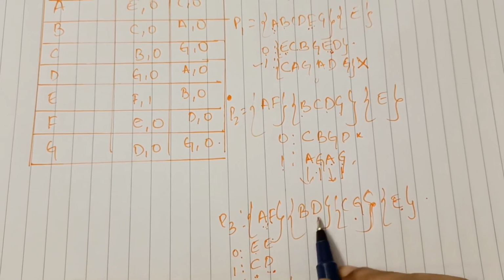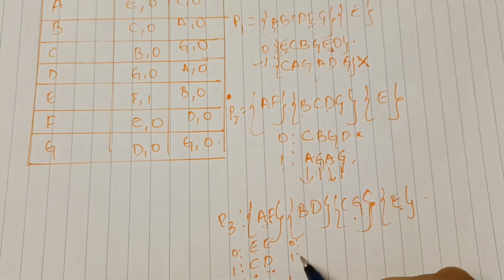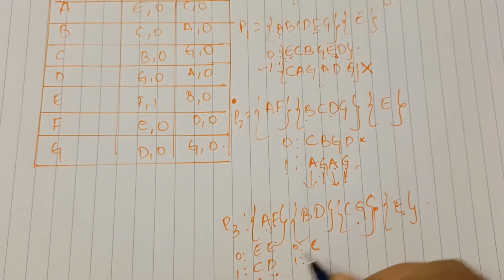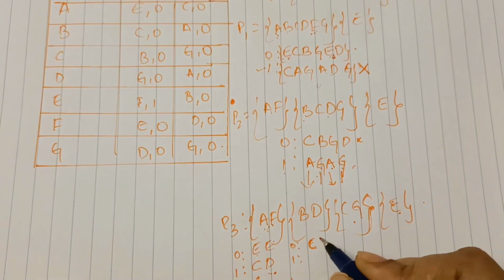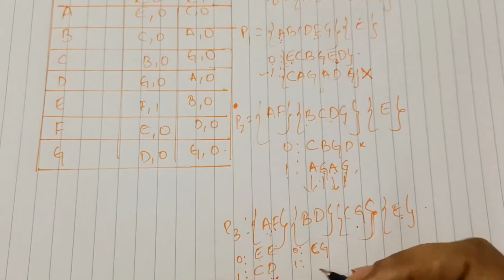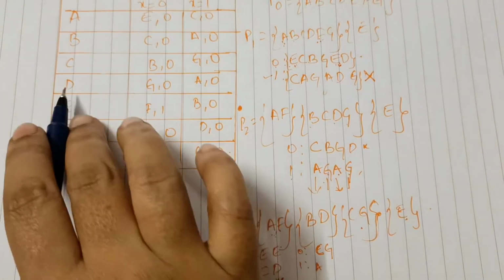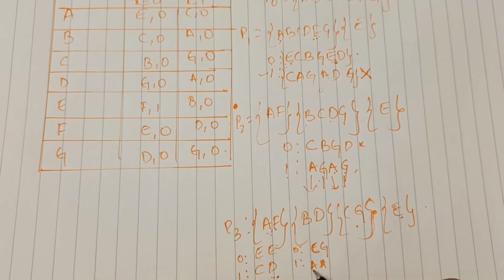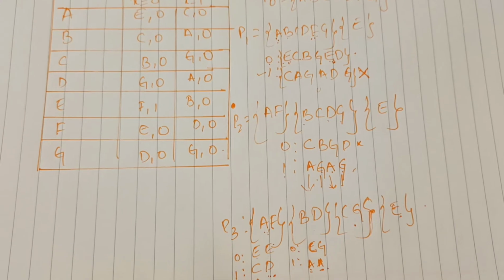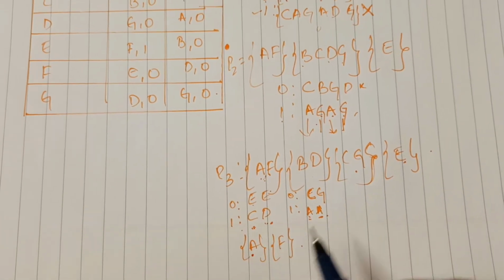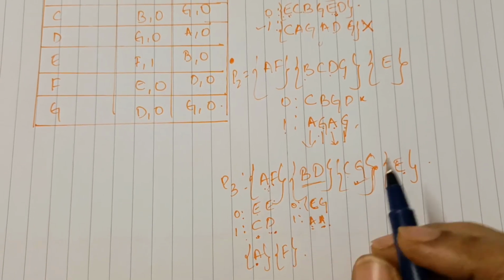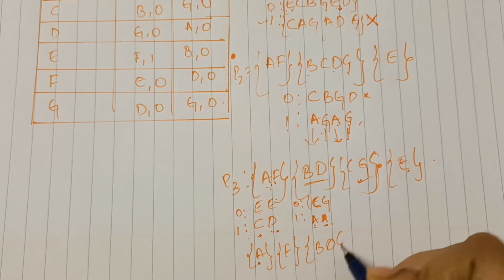Okay, now BD for 0 and 1 conditions. BD: B became C at 0, D became G. For the 1 condition, B became A, D became A. Okay, A means we have already separated here. CG both are in one block. Already they are in one block, so we can't change this. So this is as it is, BD.